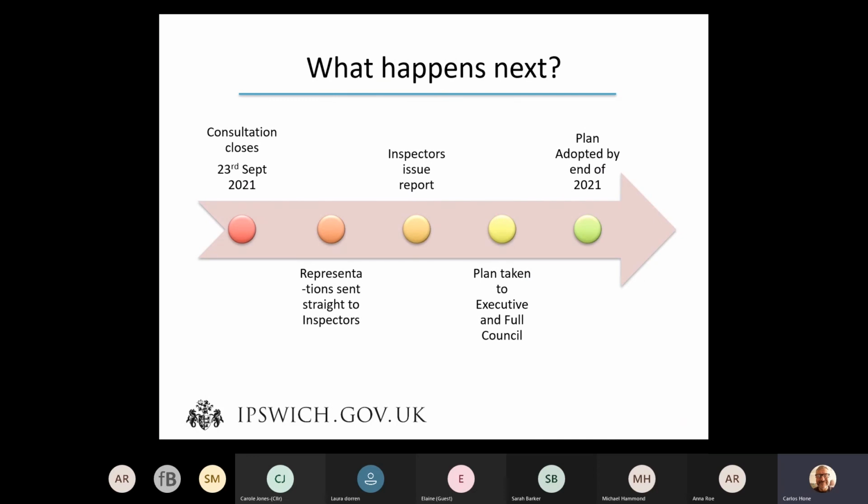So what happens next? After the consultation closes, consultation responses will be sent directly to the planning inspectors for their consideration. The council is not involved in considering those representations. The inspectors will issue a report on the plan, advising whether they can consider the plan sound for adoption. If the inspectors are happy for the plan to be adopted, the amended plan will then go to the council's executive and full council meetings for adoption. If adopted, the emerging local plan will supersede the current local plan, which was adopted in 2017.